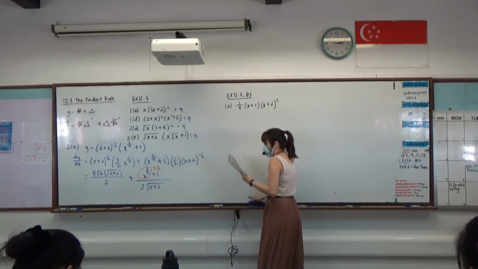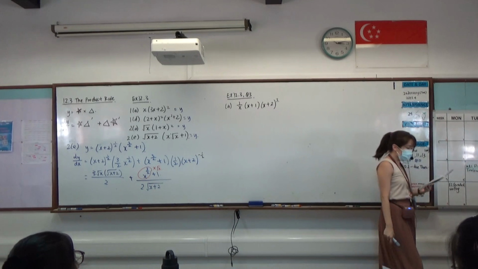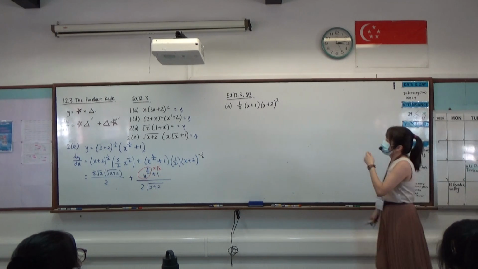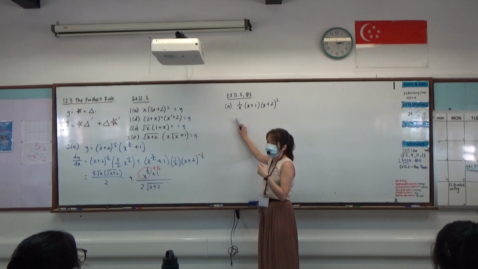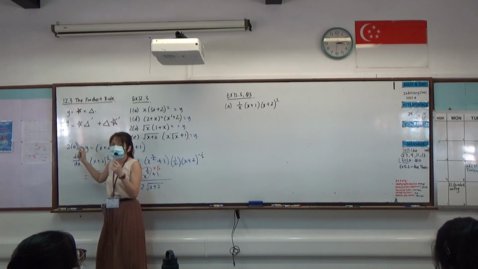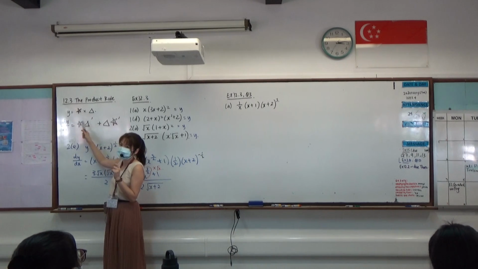Okay, in question 3, it says first express the function as a product of two factors, then differentiate it with respect to x. So why is it that I need to put it as a product of two factors? That's because my product rule is strictly only applicable if I have two things multiplying together.